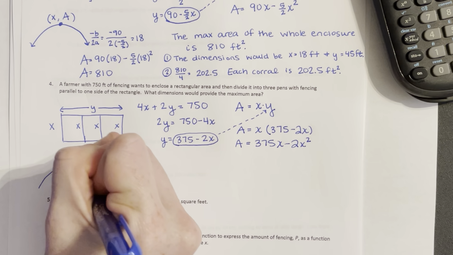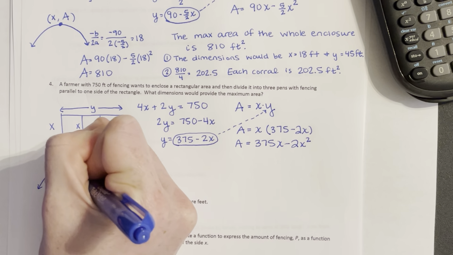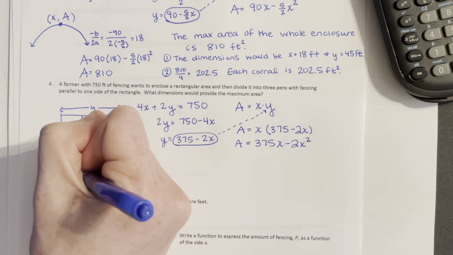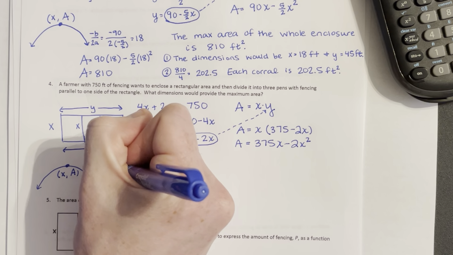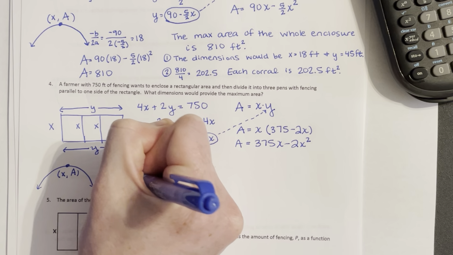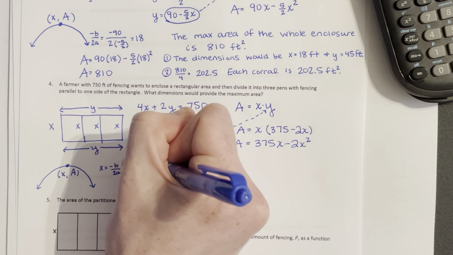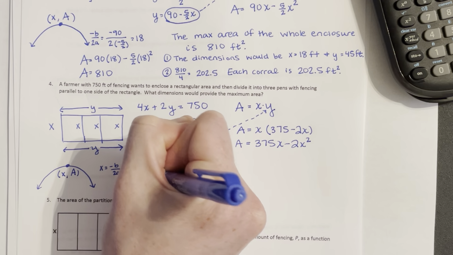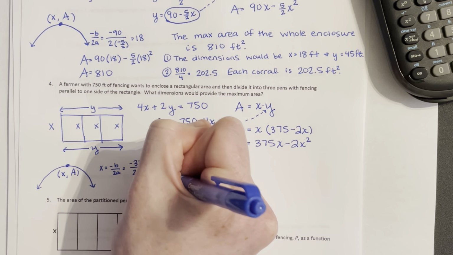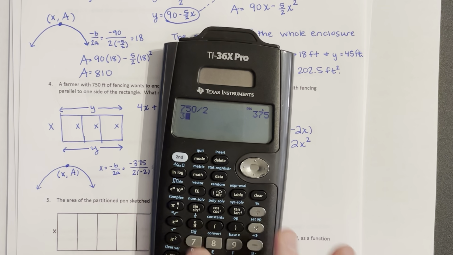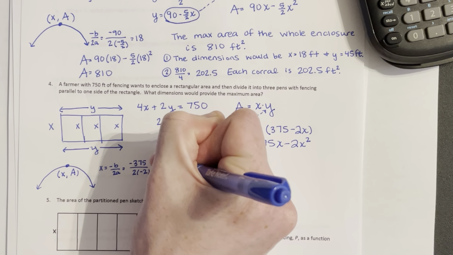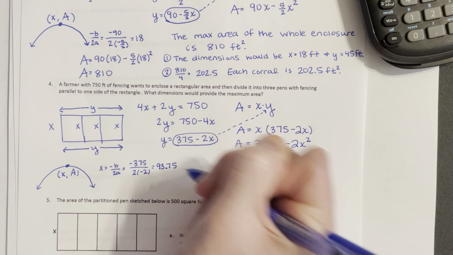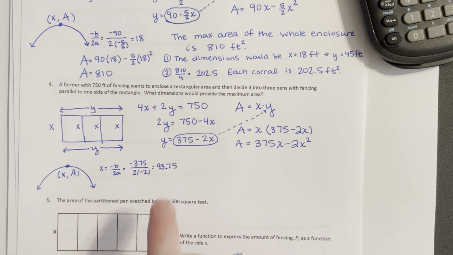We find a maximum. That would be x, and the output's a again. So negative b over 2a, it's going to say negative 375 over 2 times a, which is negative 2. So 375 divided by 4. It's going to be 93.75. So it doesn't mean that we're always going to get an integer. We can get something with a decimal.